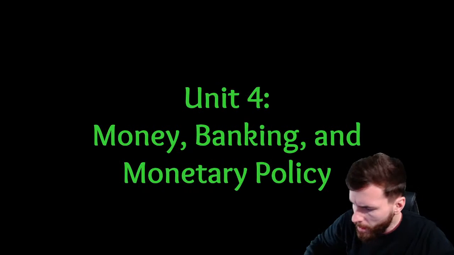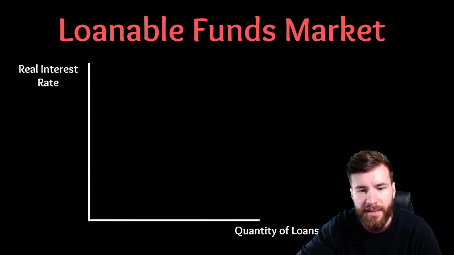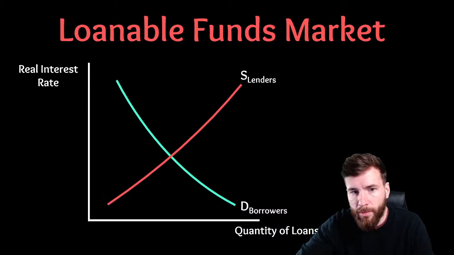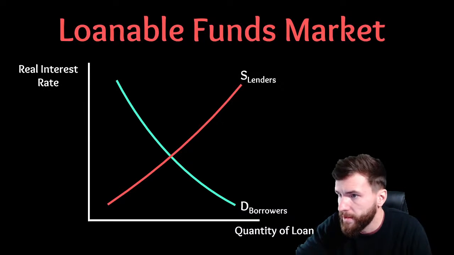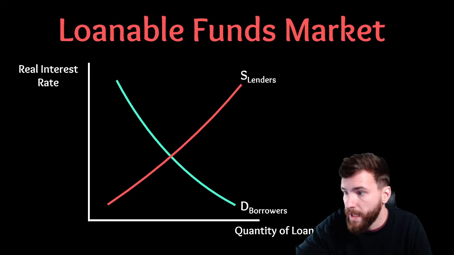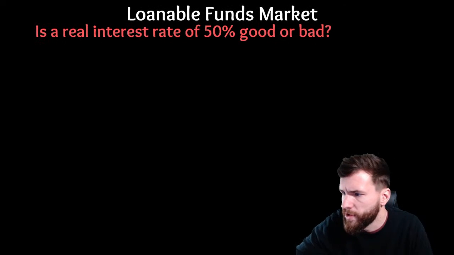All right, people. Unit 4, money, banking, and monetary policy. Let's wrap it up by talking about the loanable funds market. And the loanable funds market is pretty easy, right? Like I said, it's quite simply the supply and demand for loans. The willingness and ability to give out loans, to lend, and the willingness and ability to want to take out a loan, to borrow. So it's not all that complex, and we'll go over the shifters in a moment.